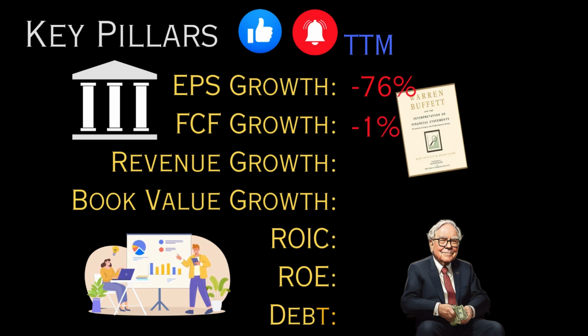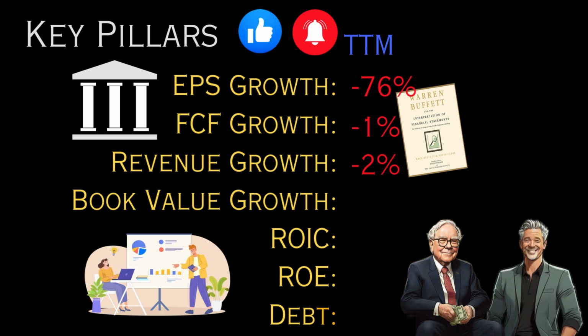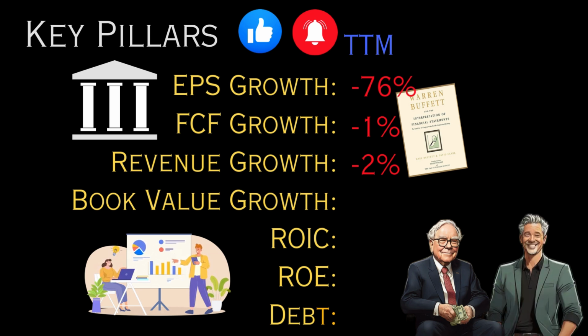Then we come to the next pillar, which is revenue. And this tells us how good the company is at generating income before deducting expenses. Their revenue is also down, at minus 2%. Then we come to book value, which is calculated by subtracting the total liabilities from the total assets, and this indicates equity growth for the company. Phil Town believes book value growth is the most important metric, as it has the interest of the shareholders at heart. For the last 12 months, their book value has improved by a decent 7%.